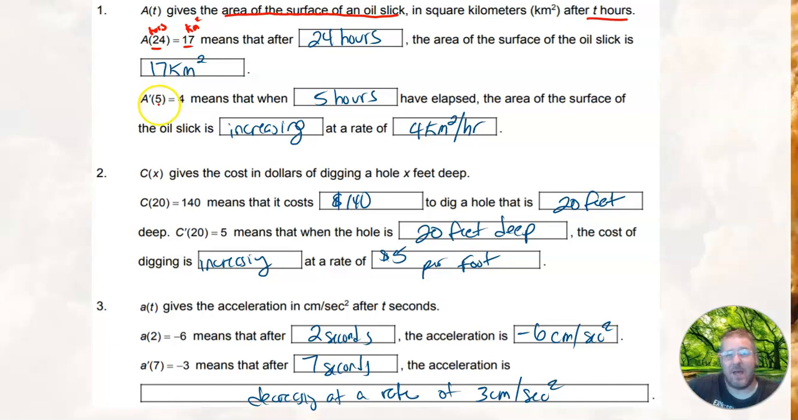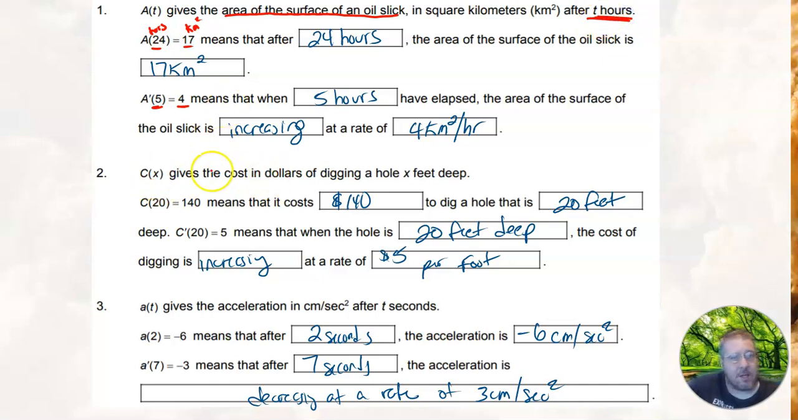A prime of T means that's basically how much it's increasing or decreasing. So in the sense that it's positive, this is basically like the velocity. This is how much the area is increasing. It's increasing by 4 kilometers squared per hour at 5 hours. So that's the time at which it's happening. Remember, T is the amount of time in hours.